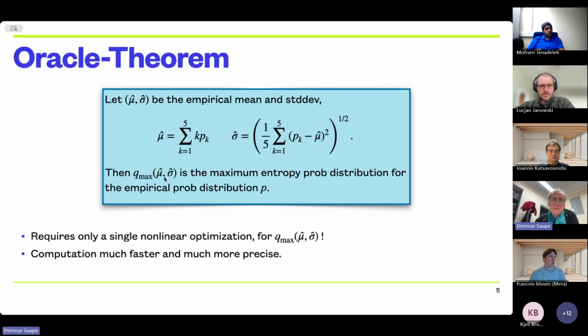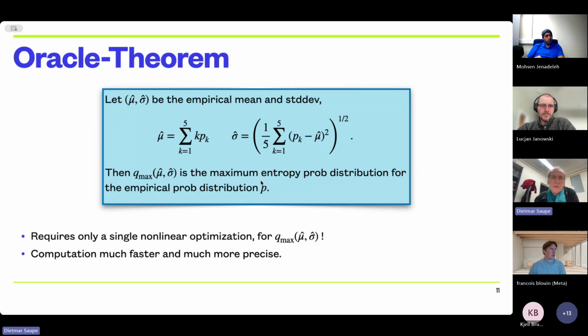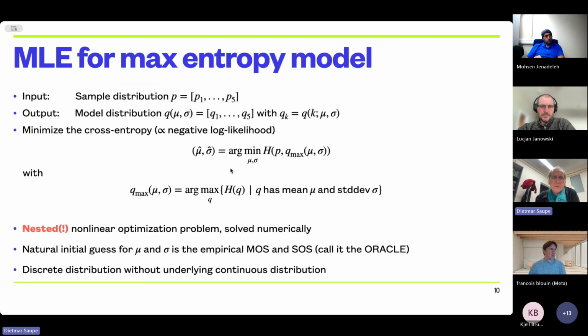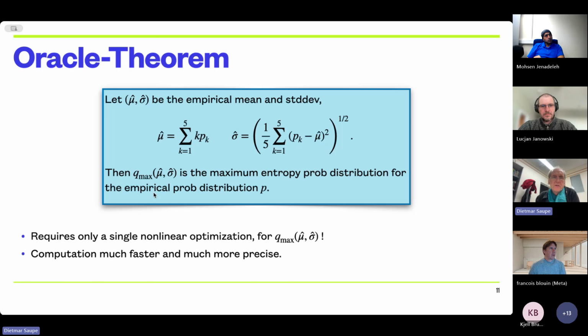So if we maximize the entropy for all models that have the prescribed mean mu hat and sigma hat, that is already the optimal empirical probability distribution that we were looking for, that matches the P. So that optimizes the cross entropy. So now we have done away with one of those optimizations, only one is leaving, namely the second one here. We have the oracle, and so we just insert it in here, and then we're done. And so this is much faster and much more precise.